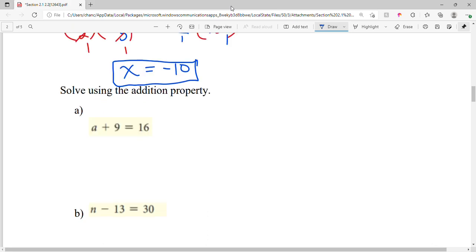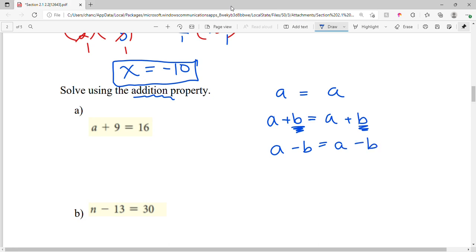For part A, we're going to solve this equation using the addition property. What that means is if we have A equals A, we can add anything we want to both sides of the equation. I could add a B to both sides and the equation will still be equal. I could also subtract B to both sides and the equation is still equal. So it doesn't matter what I do, as long as I do it to both sides of the equation, it will still be true. So in this case, we have A plus 9 equals 16.